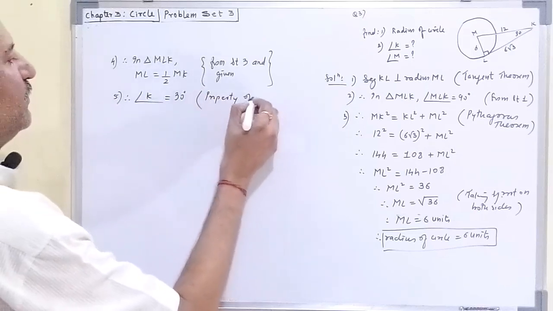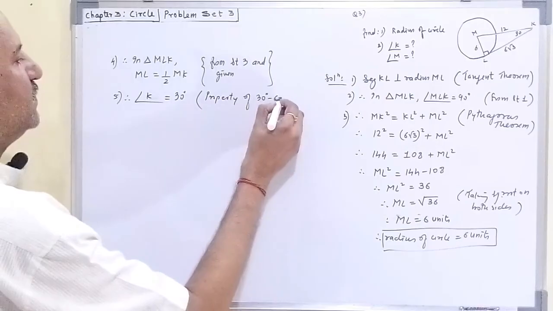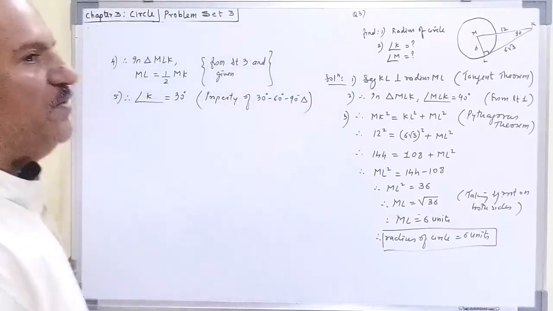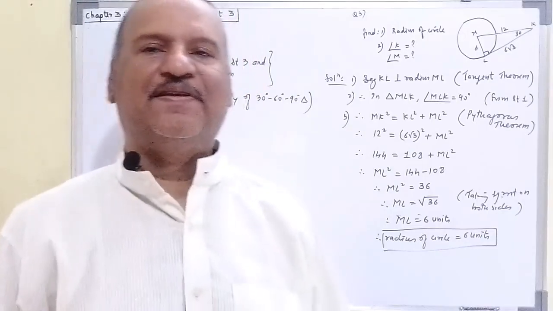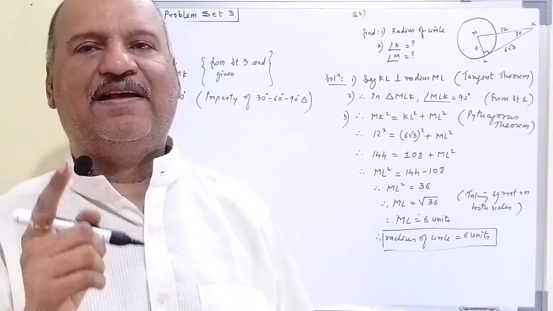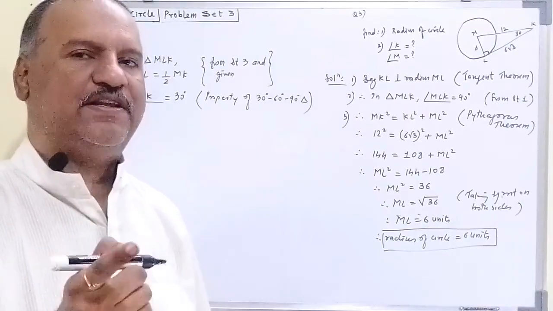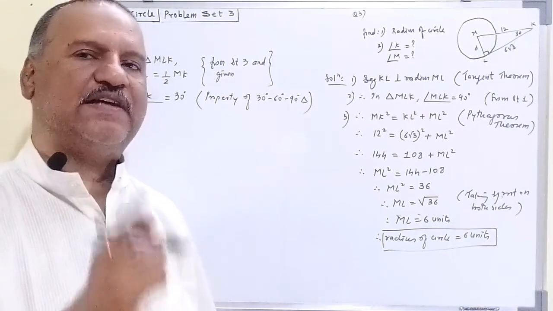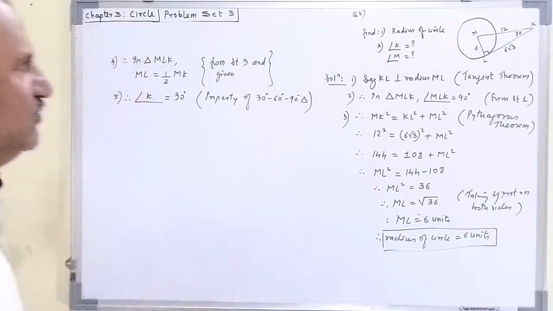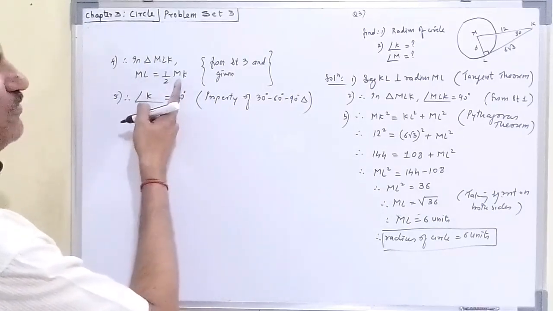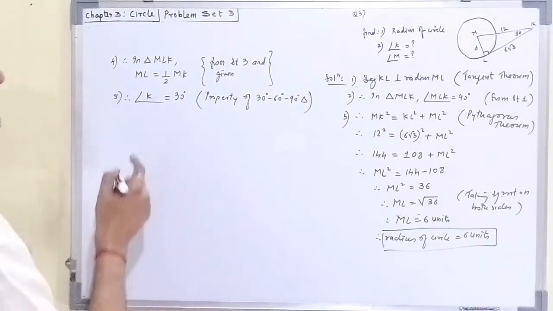Property of 30, 60, 90 degree triangle. You know the reason for it, right? If an angle is 30 degrees in a 30, 60, 90 triangle, the side opposite 30 is half of the hypotenuse. So ML is half of hypotenuse MK. So K is 30.